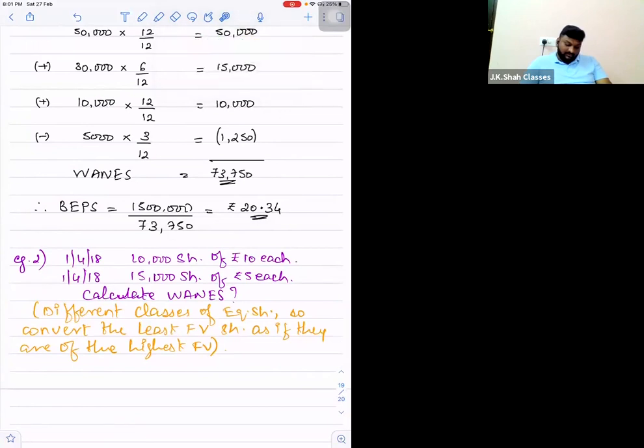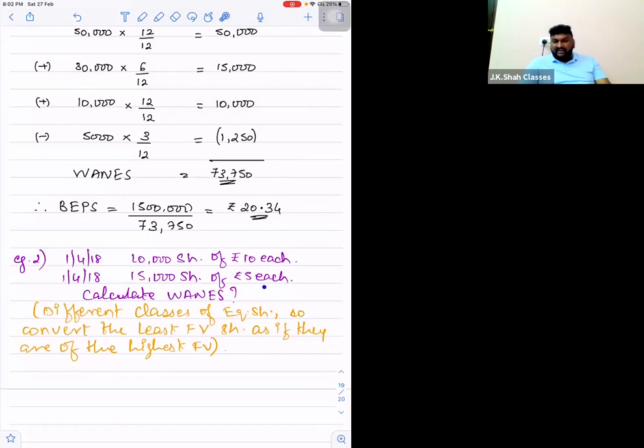Right. Now, what is the second example? On 1st April 2018, we have 10,000 equity shares of rupees 10 each. So this is the opening balance of equity shares. As on 1st April, we have an opening balance of 10,000 equity shares of 10 rupees. On 1st April 2018, we also have 15,000 shares, but these are of 5 rupees each.